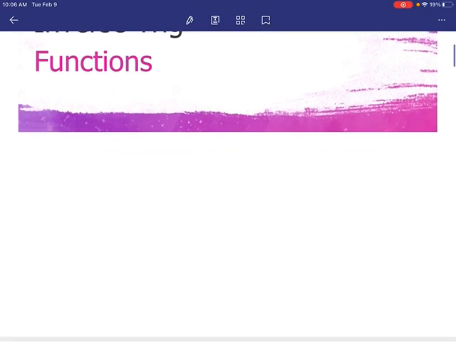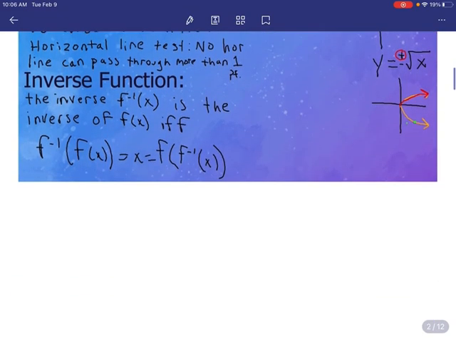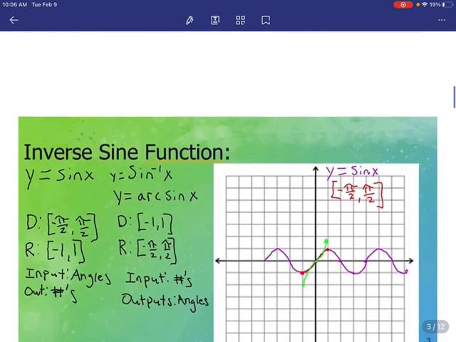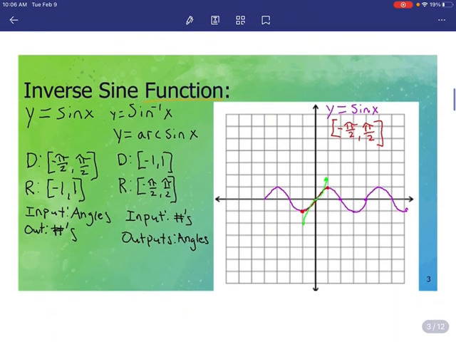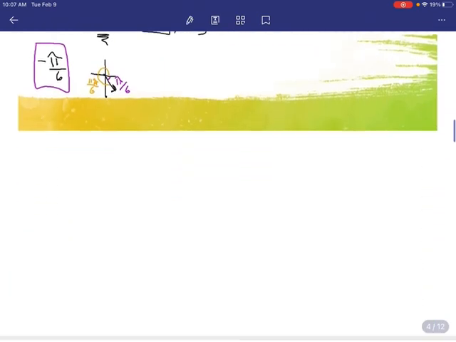So remember, just like with our sine function, we had to restrict the original function to a specific domain in order for it to be one-to-one, which had to happen because we need our inverse function to be a function. And the only way that can happen is if our original function is one-to-one. So we're going to have to go through a similar process for our cosine and tangent.